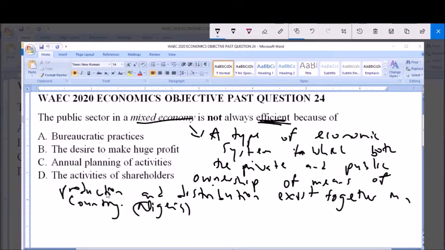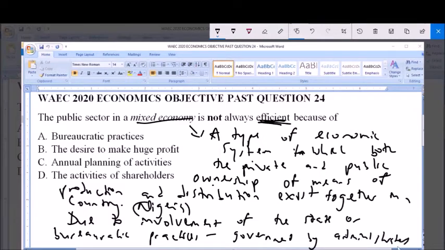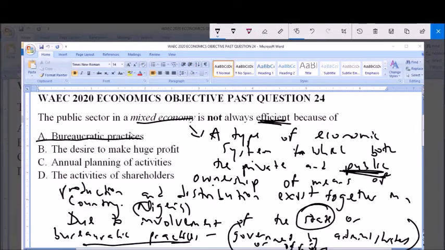So why is it not always efficient? Now, the efficiency is not usually present, or it hardly occurs, due to the involvement of the state or bureaucratic practices. Bureaucratic practices or bureaucracy just refers to government by administrators or officers. So there are some behaviors of the state, or involvement of the public, which are more or less bureaucratic in nature. So because of the involvement of the state with this method of bureaucracy, the mixed economy system is not always efficient. So option A, bureaucratic practices, is the correct answer to this question.